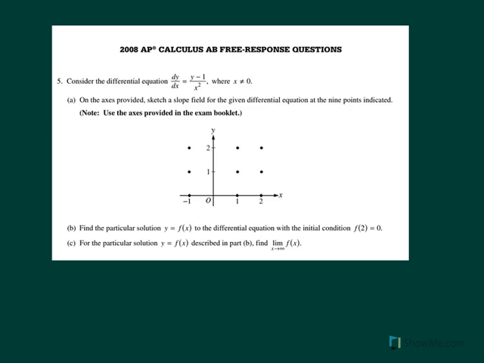So part B, it says find the particular solution. So the particular solution means they're going to give you an ordered pair so you can solve for C. So remember, this is an ordered pair, so it's saying when your input is 2, your output is 0. So they're giving you a particular ordered pair 2 comma 0. So input, output, x comma y. And they want you to solve the differential equation. To solve a differential equation, that means bring it back to the original equation y. So you're going to need to separate your variables on this one.